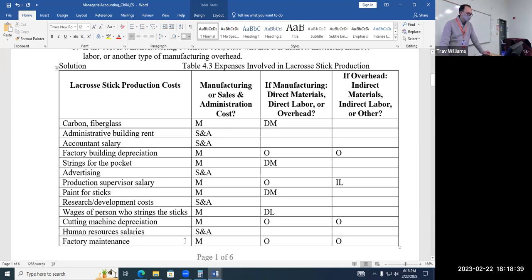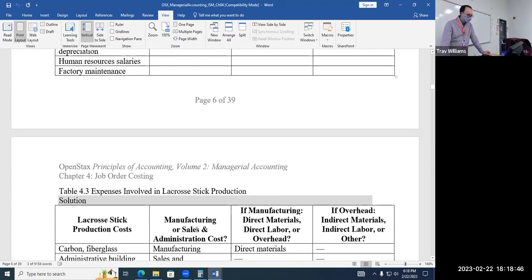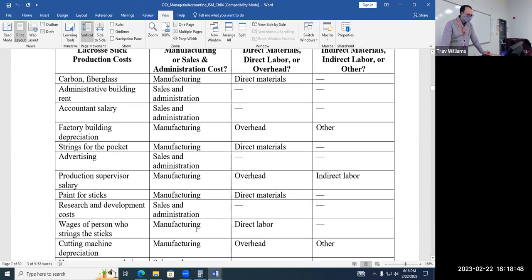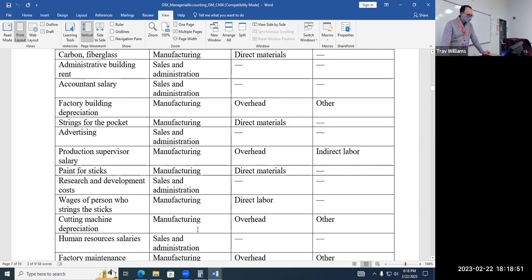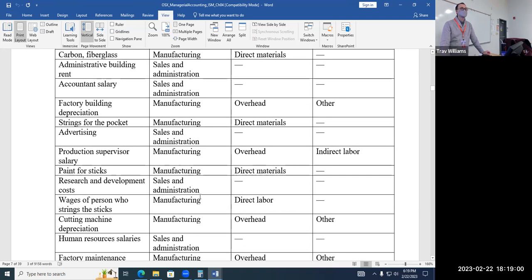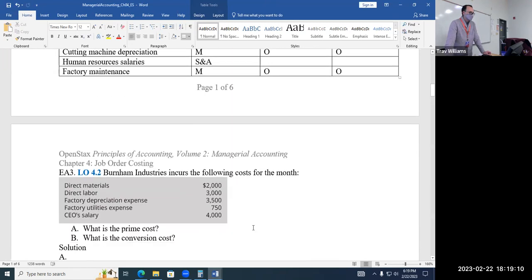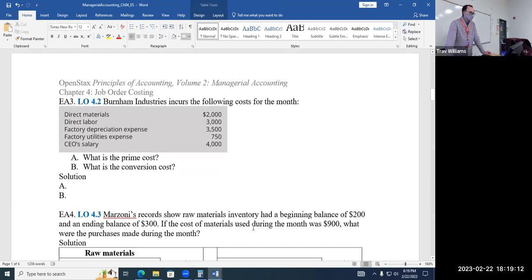Okay, so those are our answers. Let's double check and make sure everything looks right here. I think that looks like what we said. Okay. Anybody see any differences? Any questions? Okay, then on to number 3.